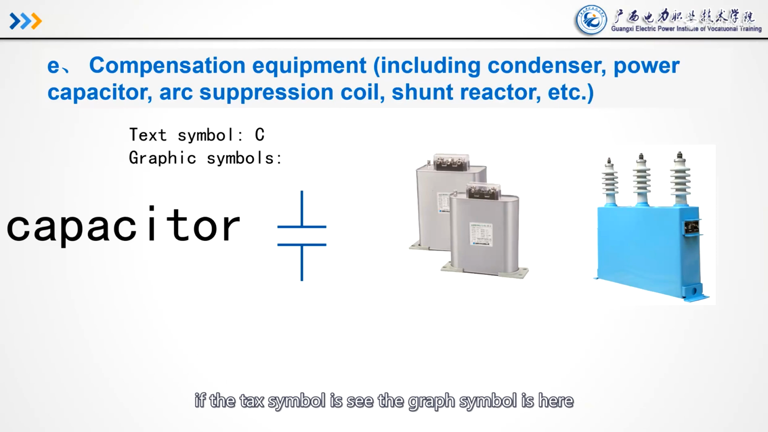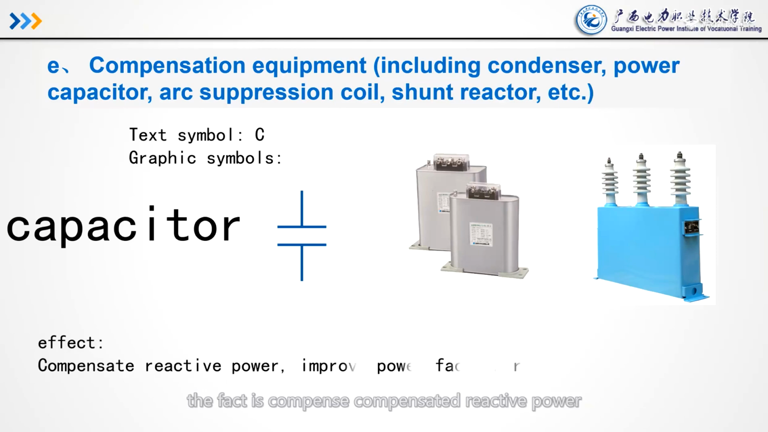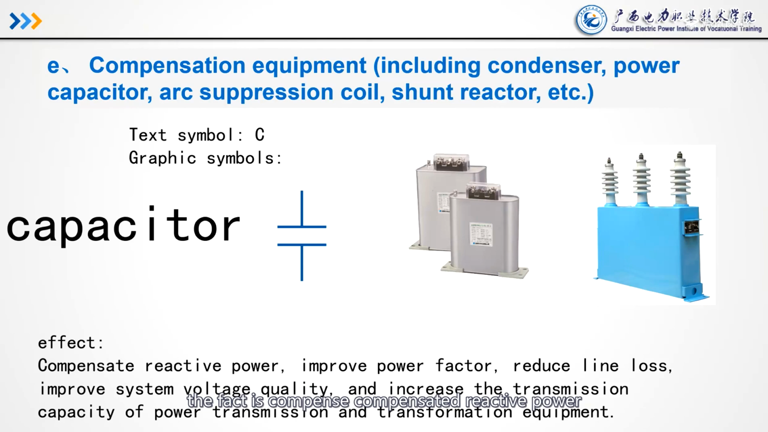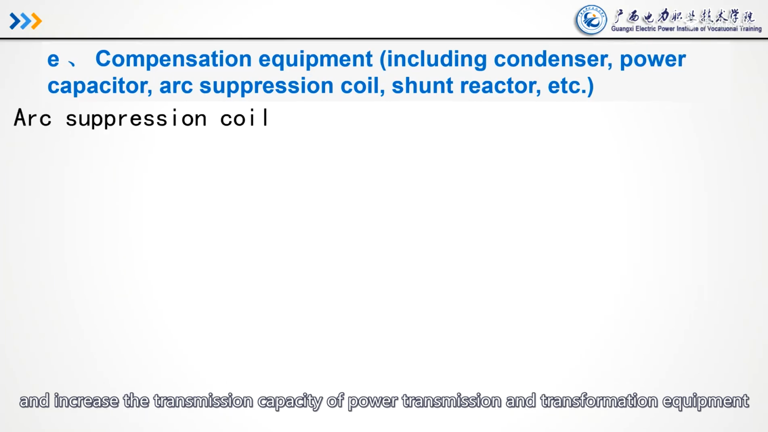The tag symbol is C, the graph symbol is here. The effect is to compensate reactive power, improve power factor, reduce line loss, improve system voltage quality, and increase the transmission capacity of power transmission and transformation equipment.